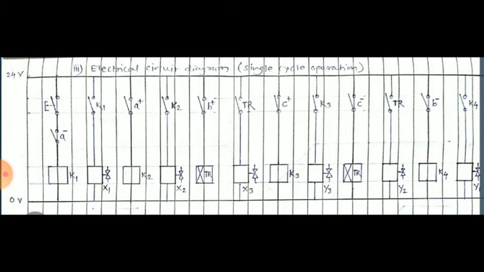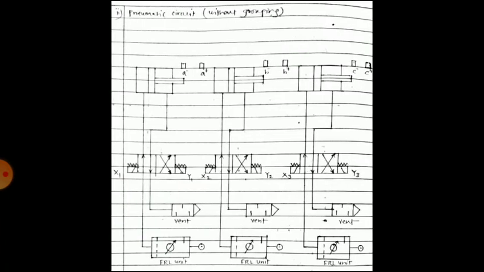Then after some time, the timer switch gets activated. The time, for example 5 seconds or 10 seconds, will be given. So after that time, the timer switch gets activated. This is the sixth vertical line, and that timer switch will activate the relay that activates the solenoid X3. So solenoid X3 is the solenoid of cylinder C.